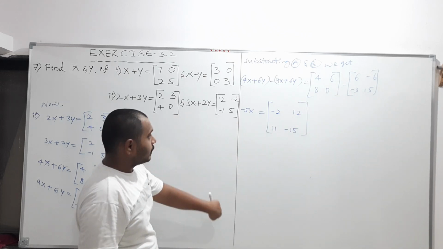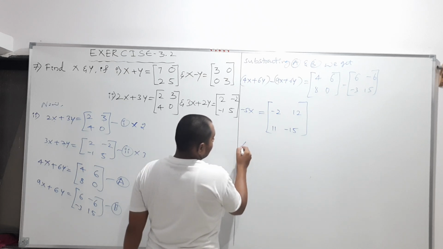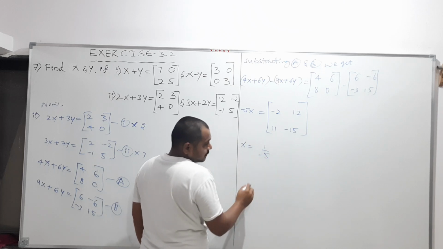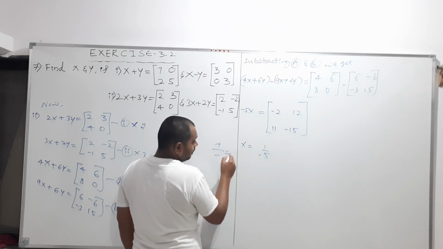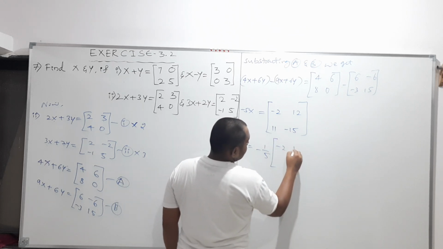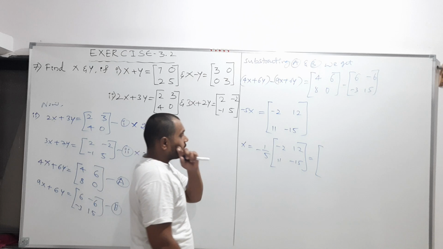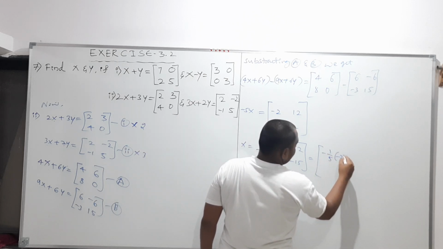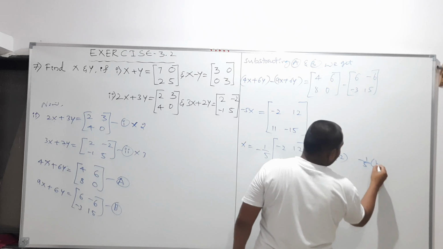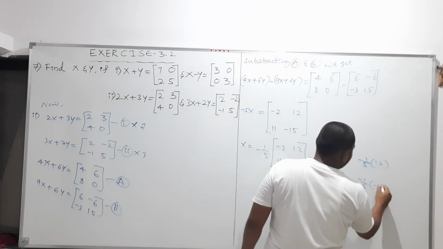So now, my dear student, we require the x value. Therefore first shift this minus 1 by 5 to that side. If you shift it, it goes to the denominator, and it will become 1 by minus 5, and we know that plus divided by minus will become minus. So therefore this will be minus 2, 12, 11, minus 15. So this is equal to minus 1 by 5, taken inside the bracket: minus 1 by 5 into minus 2, minus 1 by 5 into 12, minus 1 by 5 into 11, minus 1 by 5 into minus 15.